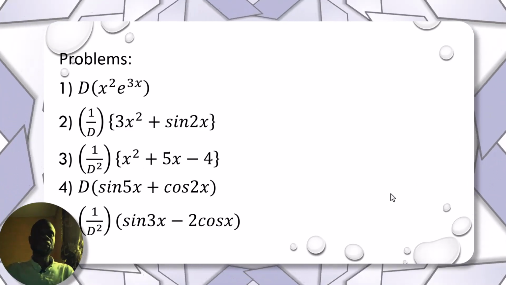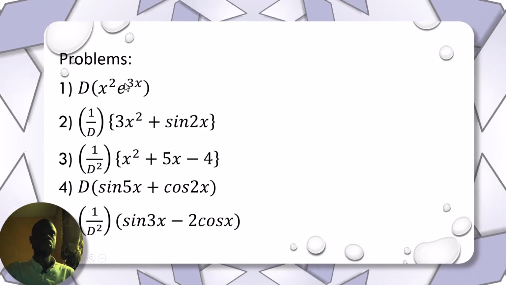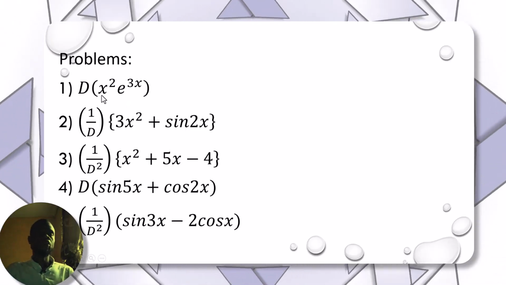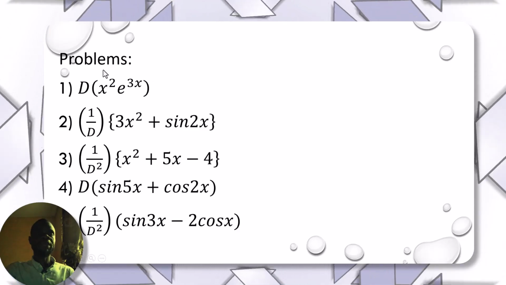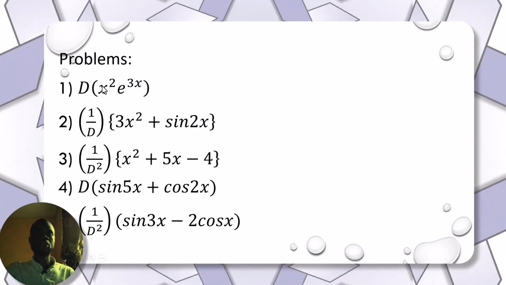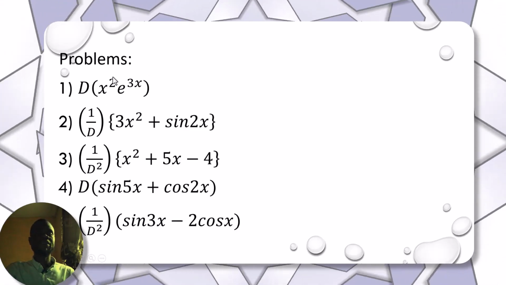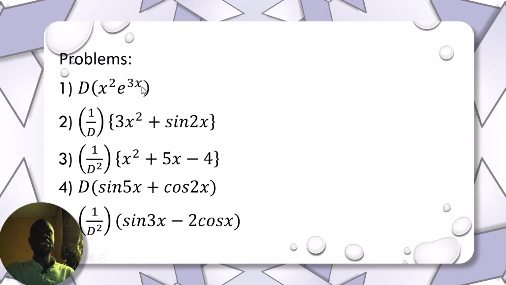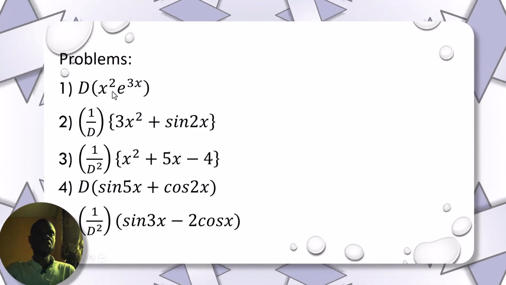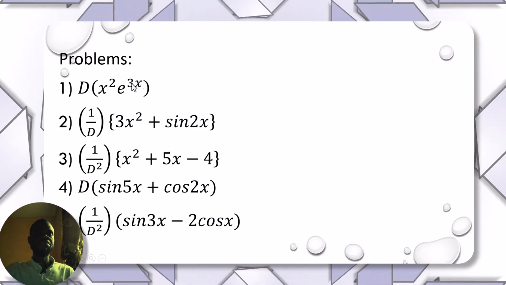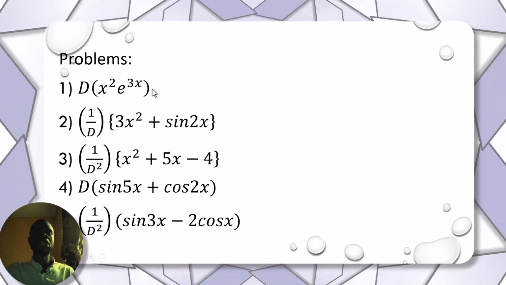So also we have some other problems that you are supposed to go through. So you open this bracket, so you differentiate this. Looking at this, it is a product, right? You have x squared here, you have e to the power of 3x. So you differentiate this, it's a simple product, right?